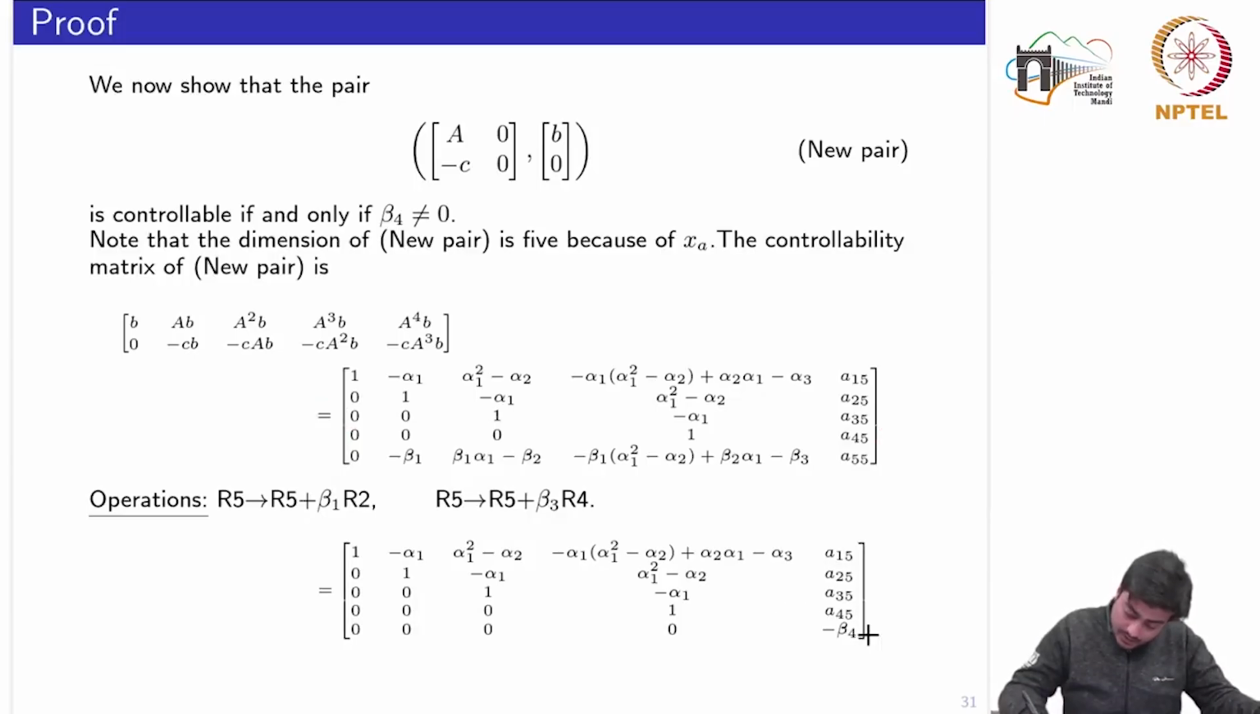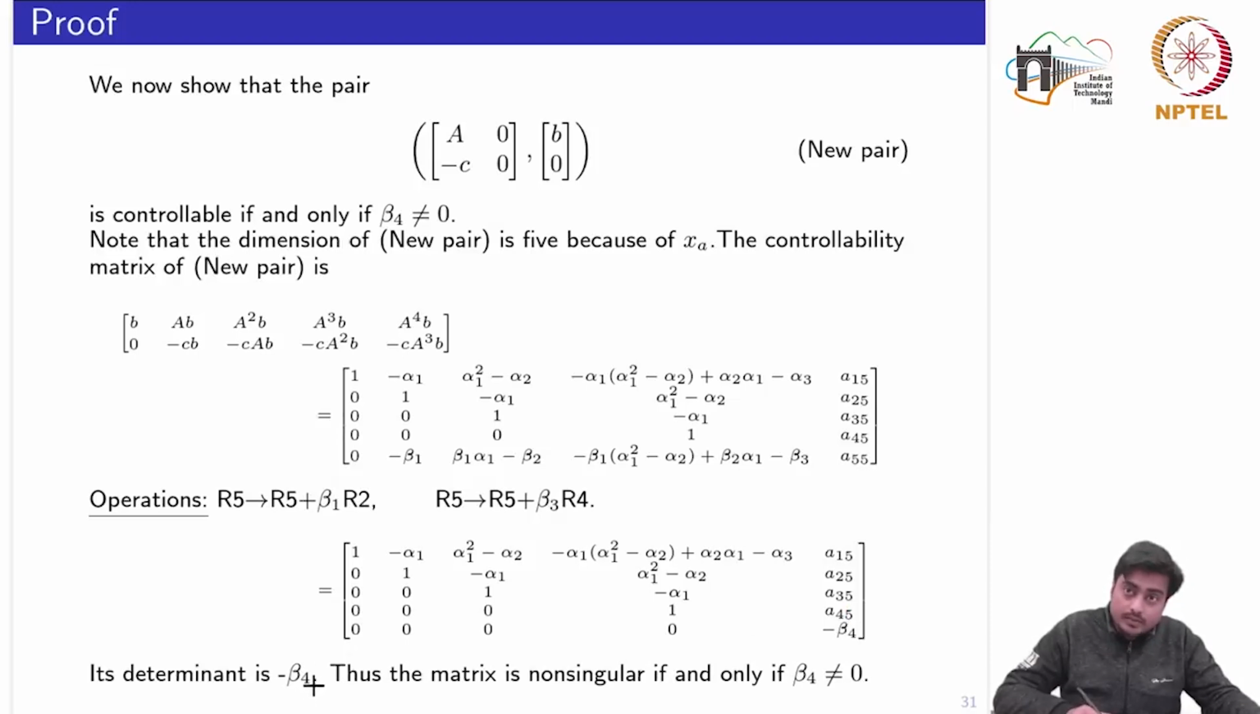Now if you pay attention to this controllability matrix, first of all it is an upper triangular matrix, and the determinant of this matrix is minus beta 4, meaning that the matrix is non-singular if and only if beta 4 is not equal to 0. So we have shown the controllability of this pair. We wanted to compute the rank of the controllability matrix, which should be full rank and not a singular matrix, and this is possible if and only if beta 4 is not equal to 0, right? Which establishes the result.